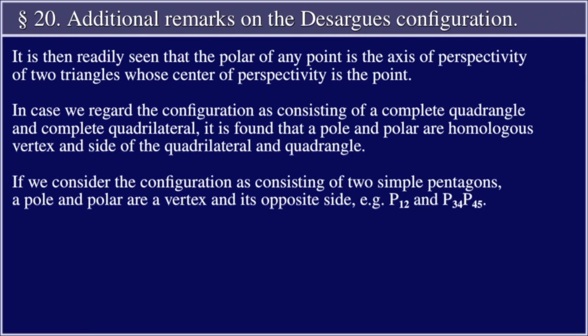In case we regard the configuration as consisting of a complete quadrangle and complete quadrilateral, it is found that a pole and polar are homologous vertex and side of the quadrilateral and quadrangle. If we consider the configuration as consisting of 2 simple pentagons, a pole and polar are a vertex and its opposite side. For example, P12 and P34, P45.